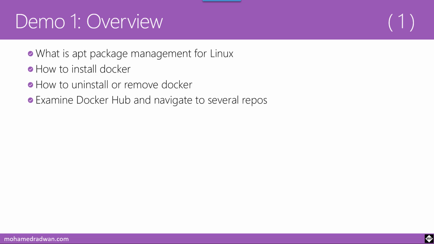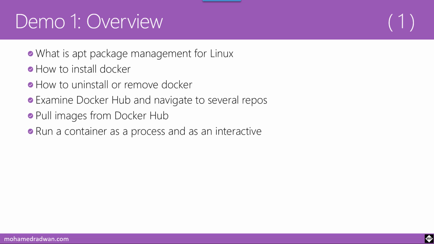So Docker Hub, as we explained in the previous lesson, is a Docker registry which has many images and repos. So we will navigate to the Docker Hub and examine many of the existing repos and images. And then after that, we will pull an image from Docker Hub. Then we will run a container as a process and as an interactive process. So we will see the difference between running a container in the background or running a container in interactive mode, which means to be attached to the terminal. So I can write my command inside the container.